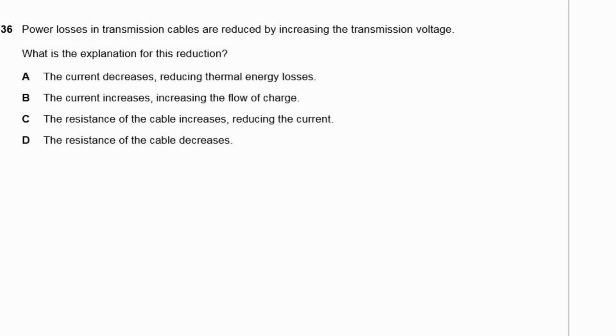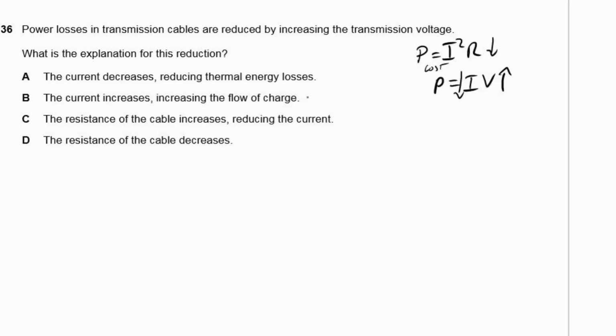What is the explanation for this reduction? Well, okay, let's see what happens. If we get power equals I squared R, that's the equation for power lost. So as we increase the voltage, the current decreases because power equals current times voltage. So as voltage increases, current decreases, power lost also decreases.